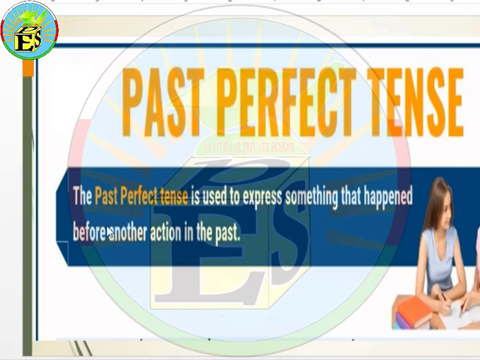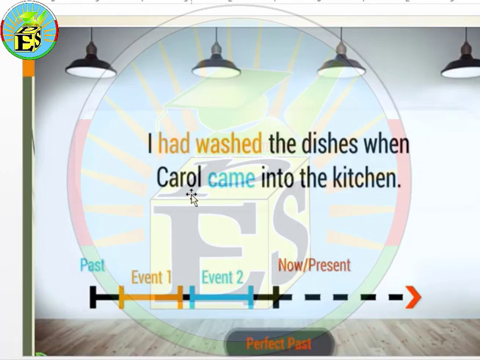Let's study some examples. The first one, I had washed the dishes when Carol came into the kitchen. We have here two events. The first one, washing the dishes, and the second one, coming into the kitchen. So the first one that happened, we put it in the past perfect. So I had washed the dishes. And the second one, we put it in the past simple, came.